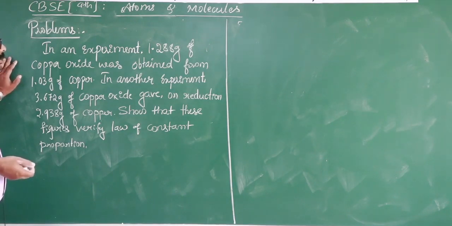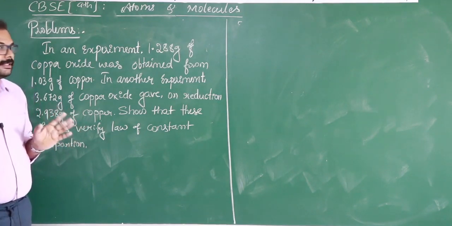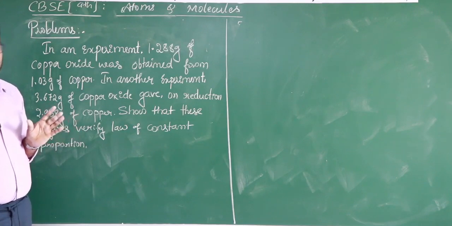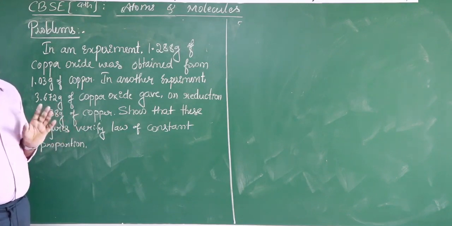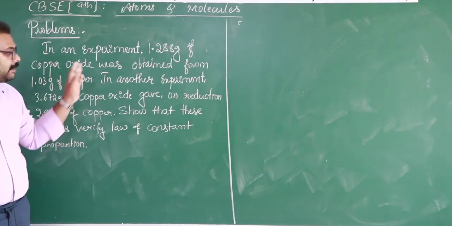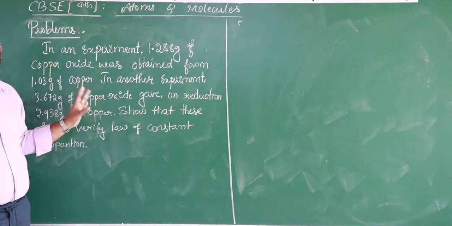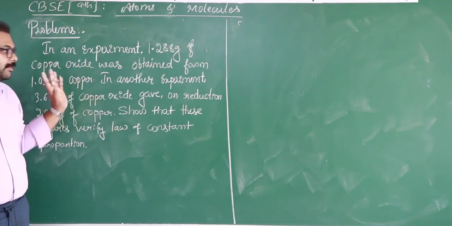So what we have to show is that copper oxide is the compound in which the ratio of copper and oxygen is the same. If the ratio of copper and oxygen is the same in both the experiments, then it obeys the second law, that is the law of constant proportion.